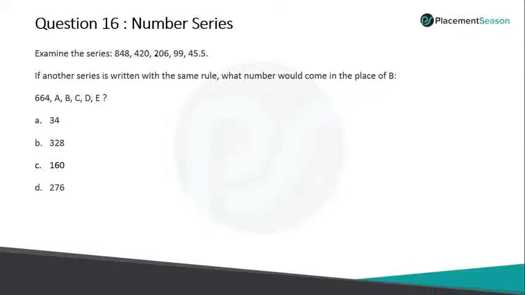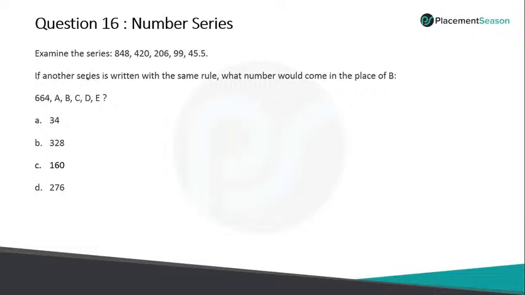Now 420 becomes 206, almost half. How will the same logic apply here? Subtract 8 from 420, it is 412. 412 by 2, it is 206. Yes, the same logic has been applied here. The same thing will follow. 206 minus 8 is 198. 198 by 2 is 99. 99 minus 8 is 91. 91 by 2 is 45.5. The same logic has been applied.